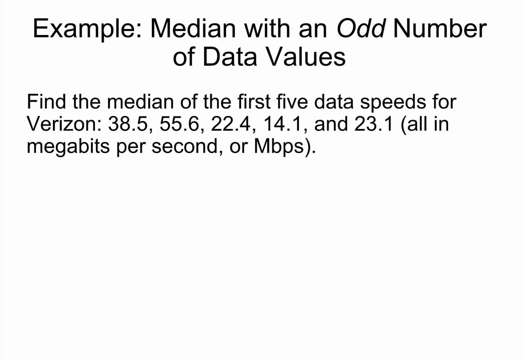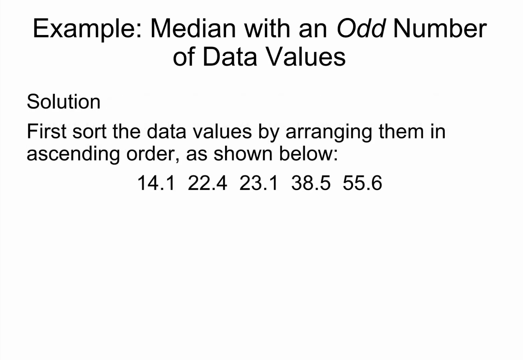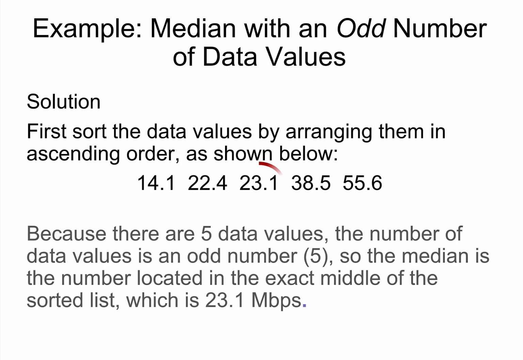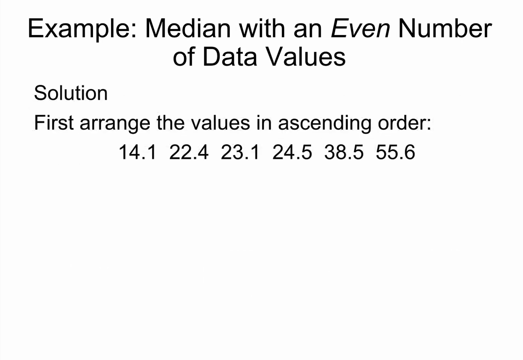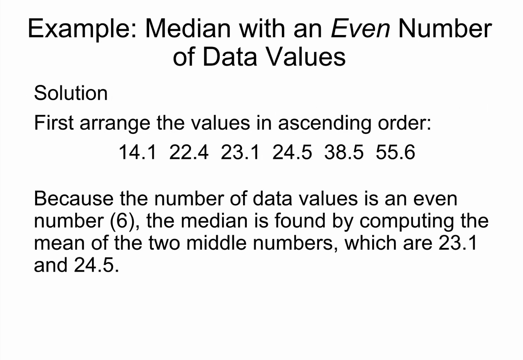So let's go back to those data speeds that we worked with before. We've got 5 of those. We put them in ascending order, and we see the median is the middle value, which is 23.1. Now let's take one more data value, and we have 6 speeds now. We put them in order, and we notice there are 2 in the middle now, 23.1 and 24.5, because we have an even number of data values.